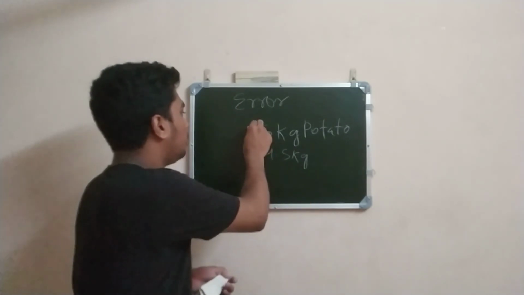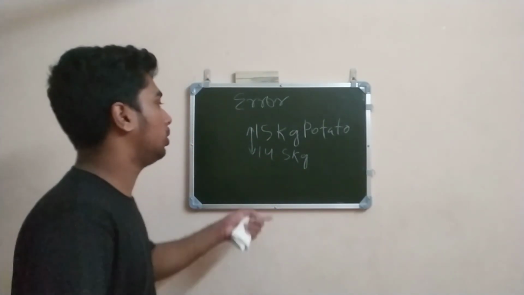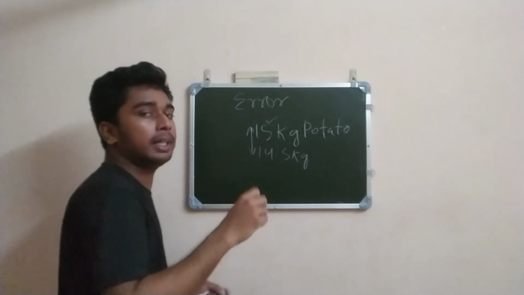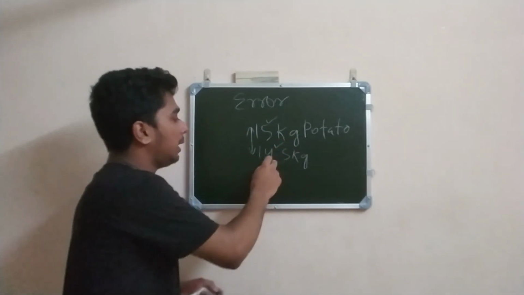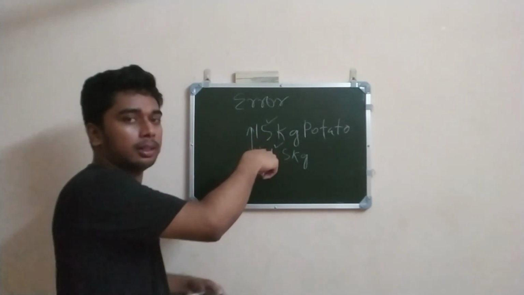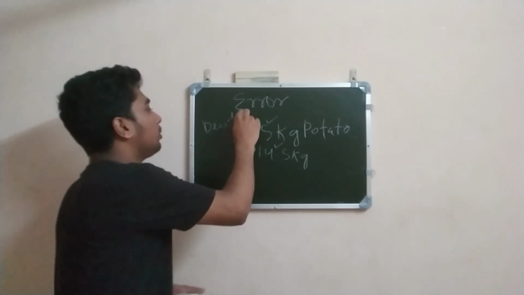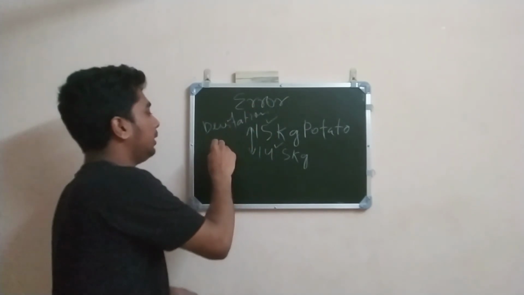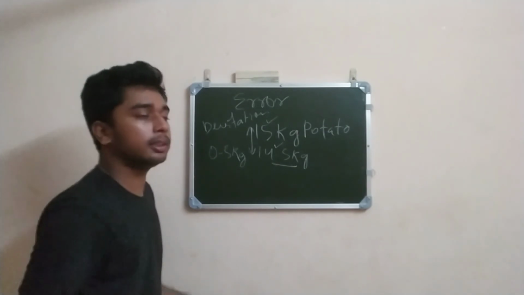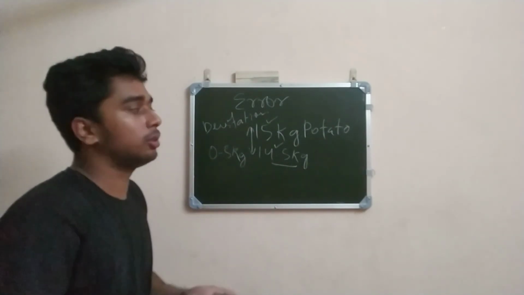So what is the error? What is the error from the actual value? The actual value is 15 kg, but you find it is 14.5. So here you can see the error or deviation. The deviation from the actual value is 0.5 kg. So this 0.5 kg is called the error.